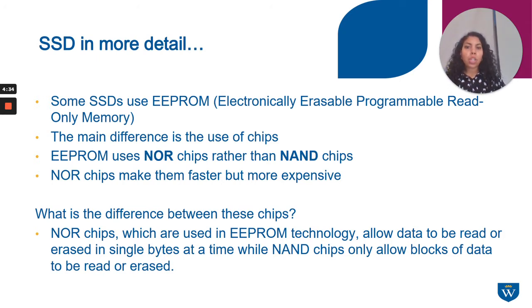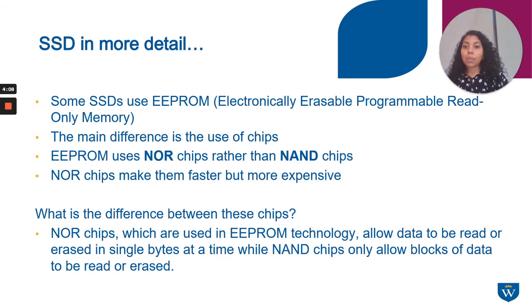EEPROM uses NOR chips, okay? This actually makes them faster, but they are more expensive. What's that I hear you say? What is the difference between these chips? Well, as you can see on your screen, NOR chips allow data to be read or erased in single bytes at a time, while NAND chips only allow blocks of data to be read or erased.